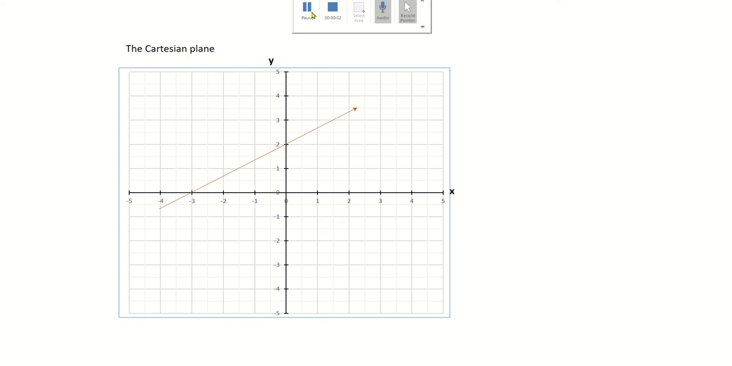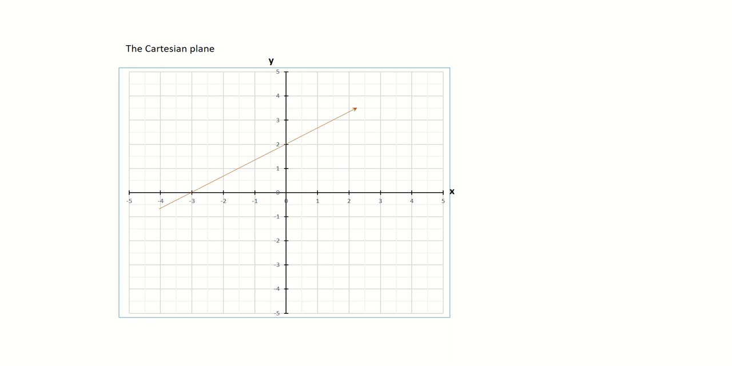Okay, in this particular problem, I'd like us to look at finding the equation of a straight line. So we have here the Cartesian plane, and there's your y-axis, there's your x-axis, and we have a line drawn in orange. The line intersects the y-axis at 2 and intersects the x-axis at -3, and we are required to find the equation of this line.